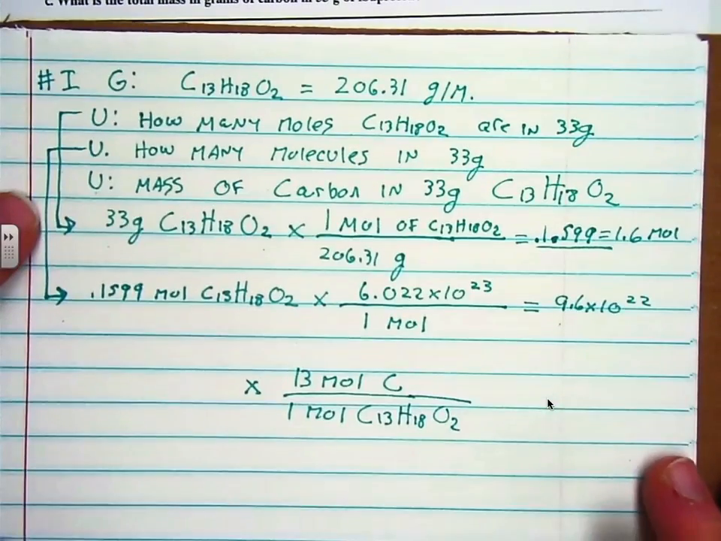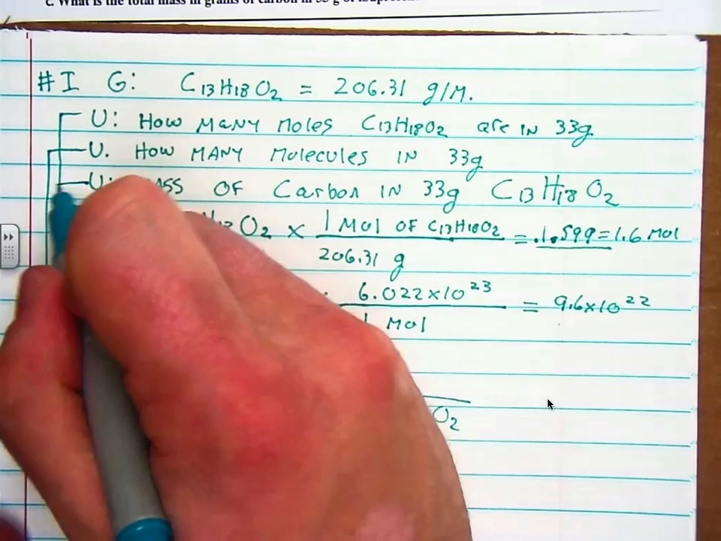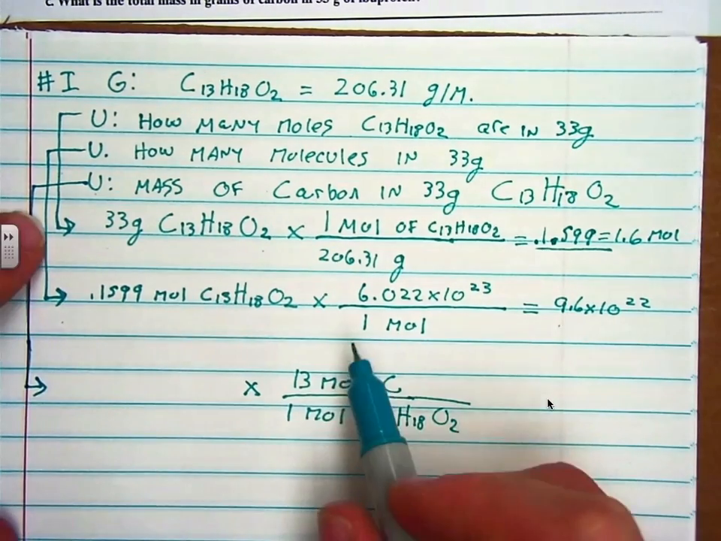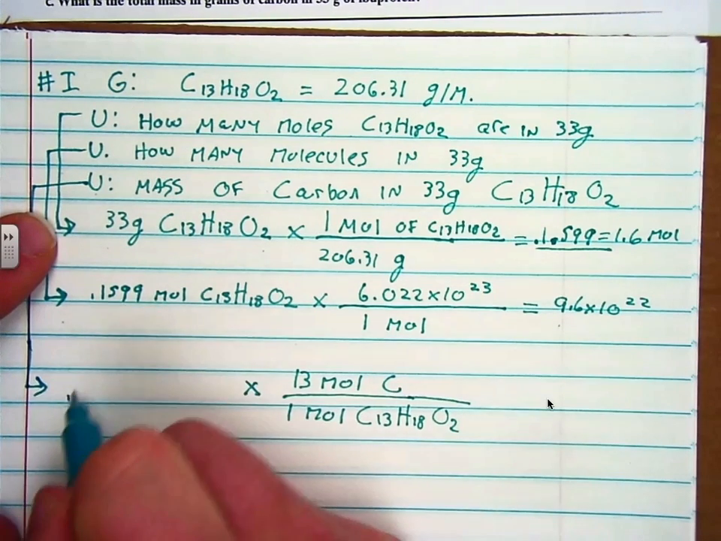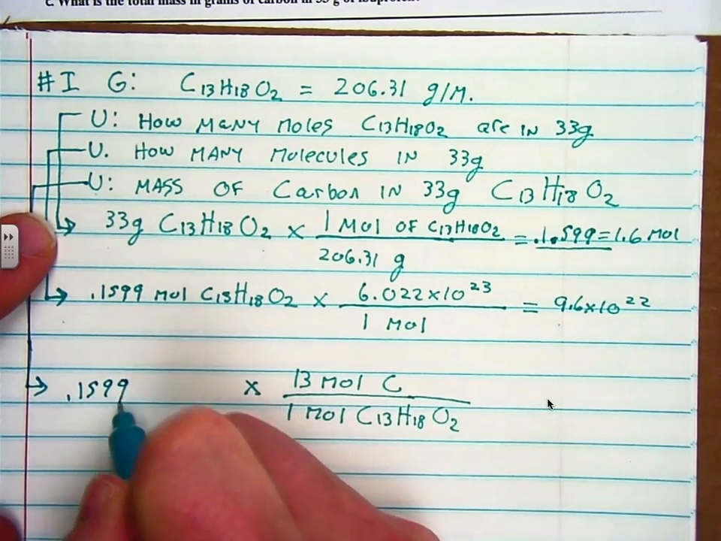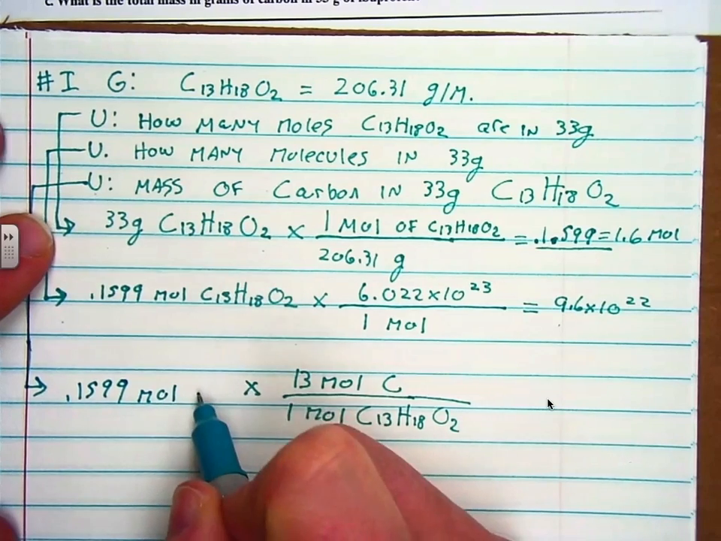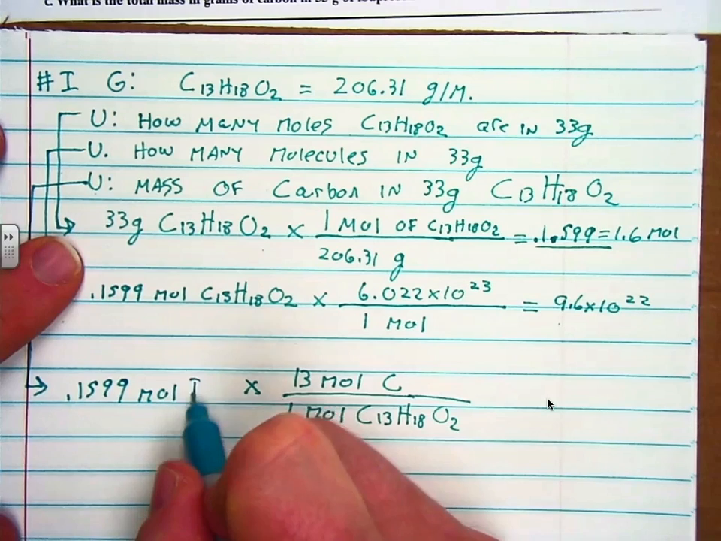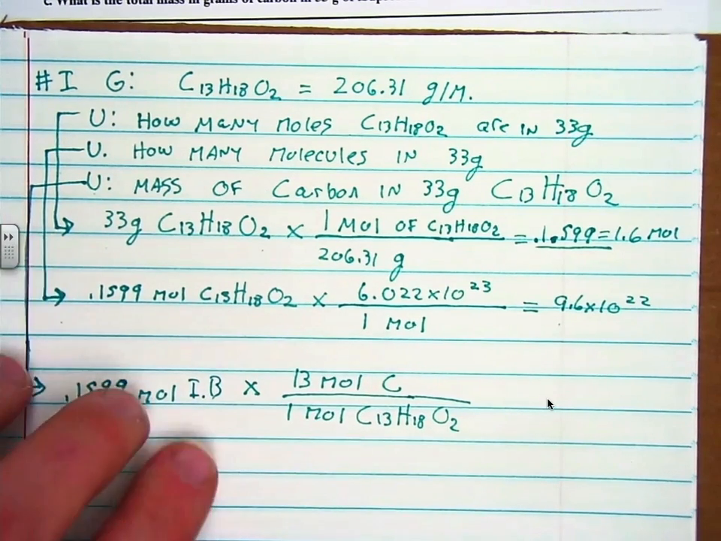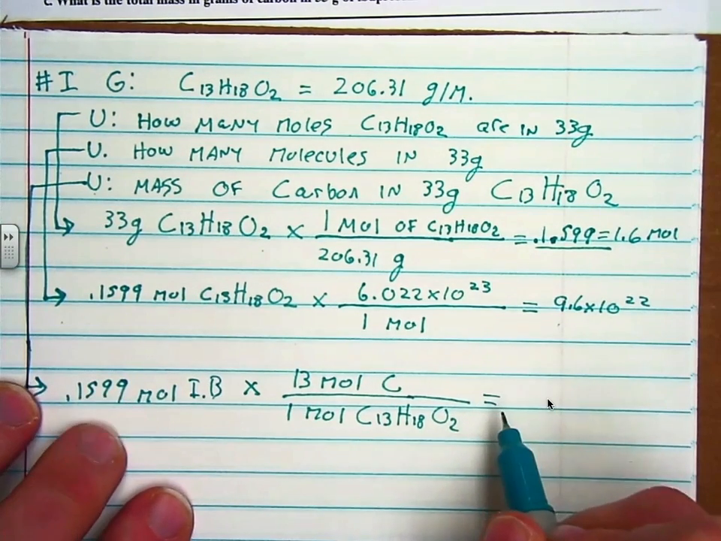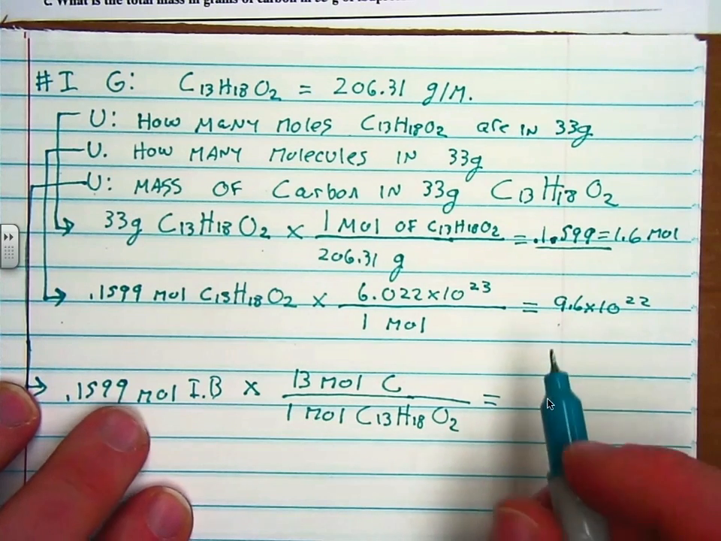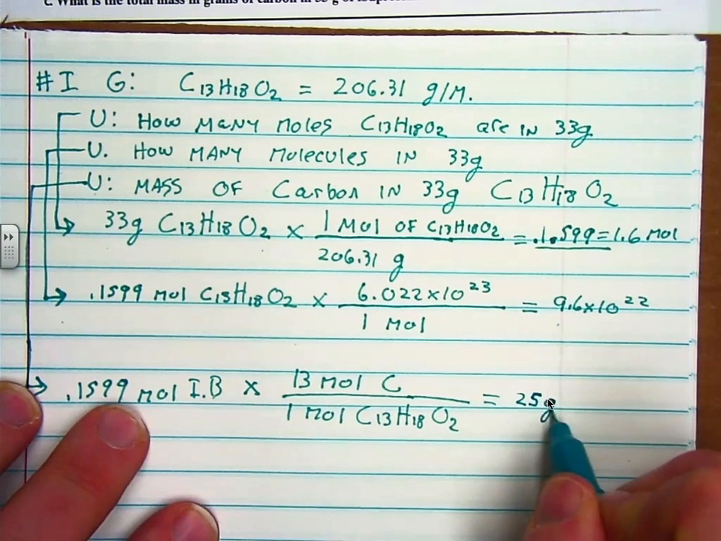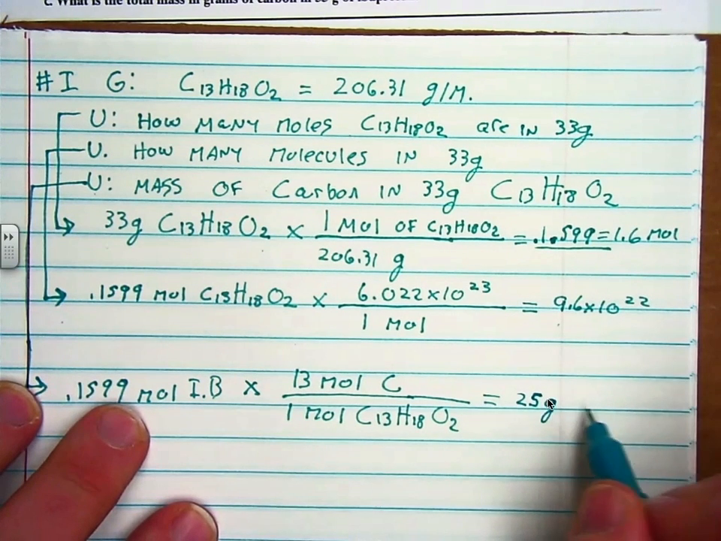Now that we have that conversion factor, we can go ahead and use the moles we found out in part 1. 0.1599 mole. I don't have room to write it out. Guess I'm going to be lazy. Ibuprofen. And we do the math, and what do we get? We get about 25 grams of carbon.